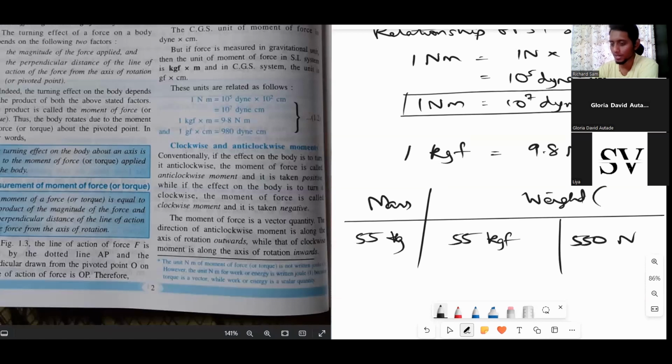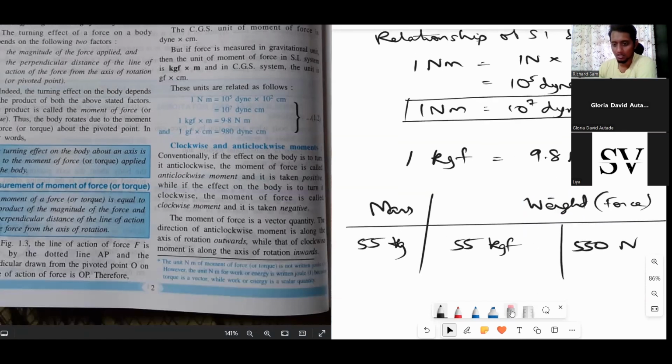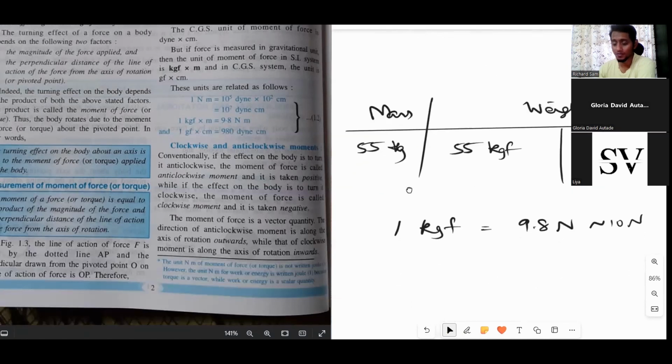I'm putting a bracket here. Weight is also a force. What's the difference between force and weight? Force can be in any direction. Weight is the force exerted by us on the earth towards the gravity. Okay, just write this much. This 1 kgf is equal to 9.8 Newton. We'll write that afterwards. Now you write this mass and weight thing.